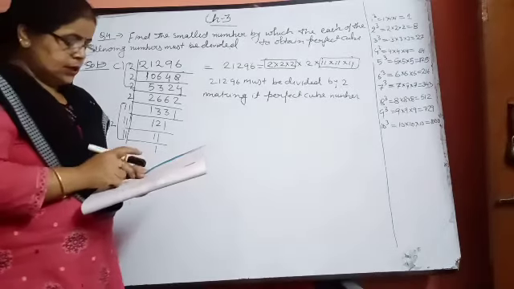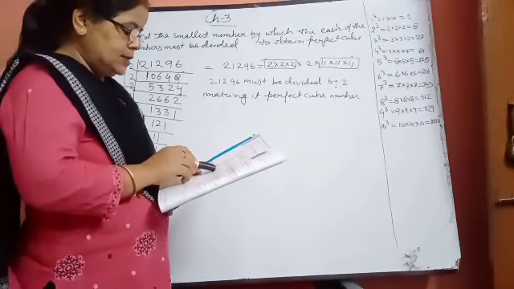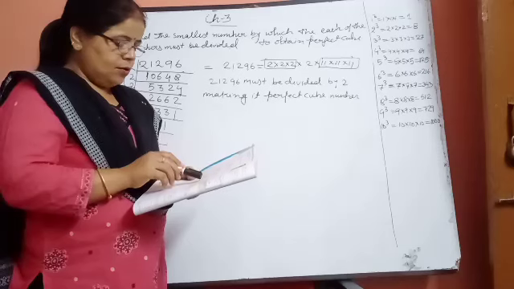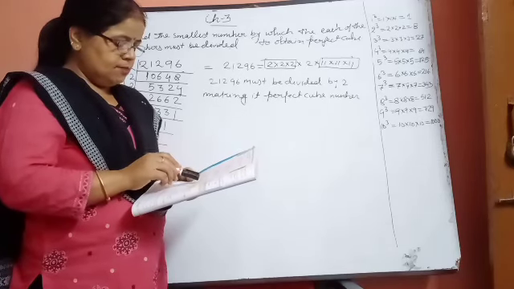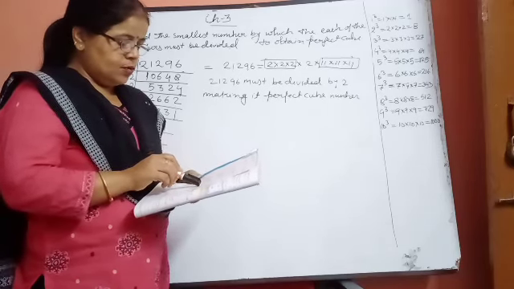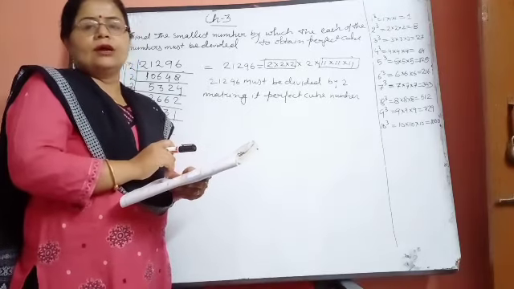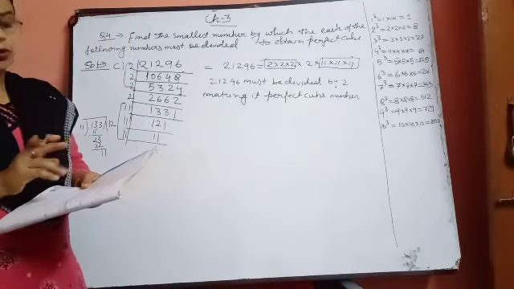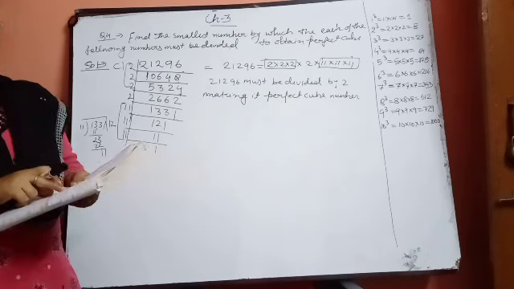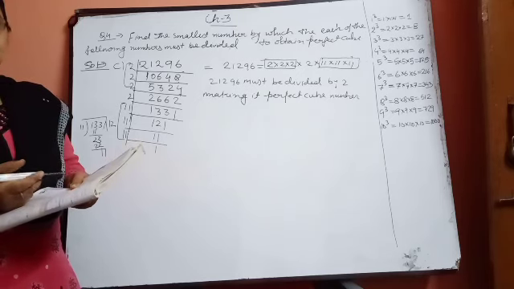Beta, question number 6. Is 68600 a perfect cube? If not, find the smallest number by which it must be multiplied to get a perfect cube. Just now, I taught you question number 4. It is the same as question number 4, so I am not going to do question number 6 also.